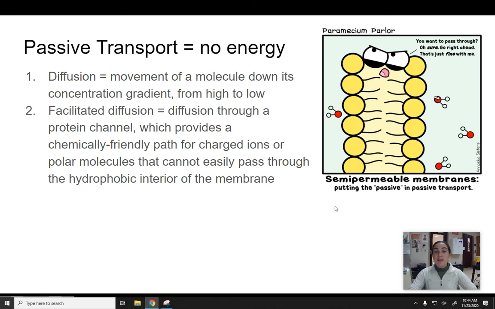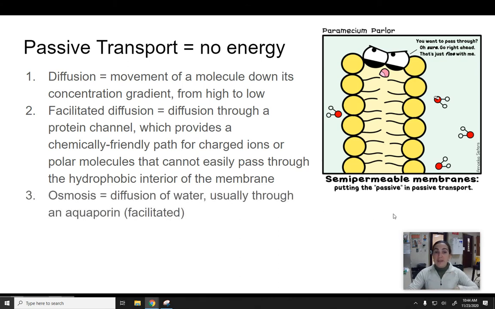Facilitated diffusion still does not require energy, but it does require a protein channel. Those proteins don't do anything, they don't change shape, but these are some of those proteins that go across the cell membrane, and their main function is to provide a chemically friendly pathway for those charged ions or polar molecules that don't want to go through the hydrophobic interior of the cell membrane. So it makes a hydrophilic pathway where those charged molecules can move through more easily.